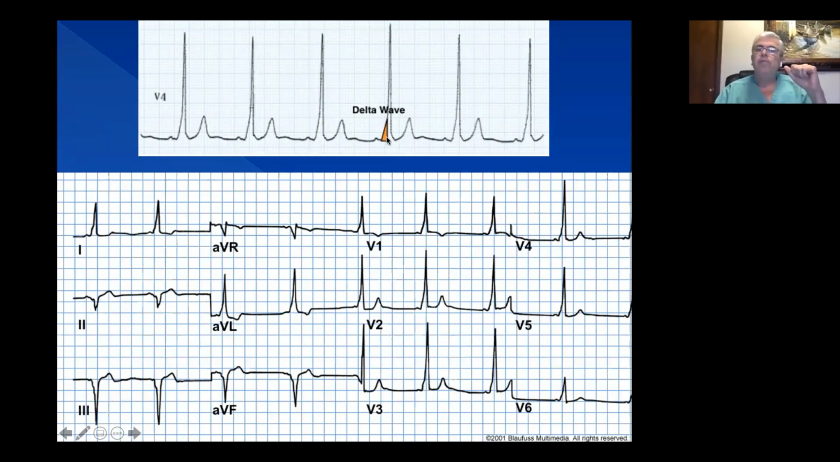And this is the part of the ventricles that gets activated through the accessory pathway. And we can all recognize that delta wave happening immediately after the P wave or even within the P wave. And that's why we have a short PR interval as one of the features we look for.